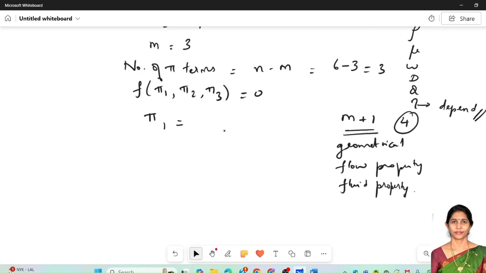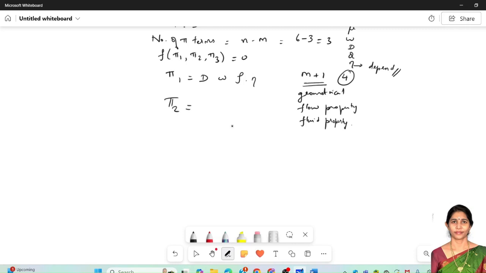So you should choose the variable in such a way that all these three are covered. So when I say geometrical property, I can select D, right? Flow property, I can say velocity if it is there. Here they have given angular velocity, so I can take omega. And fluid property, it can be density or viscosity. Density is a simpler one, so I'm taking density. So I have chosen three repeating variables, and the other one will be the dependent variable. Okay, so only these three can be repeated. The first one is representing geometrical, the second one is flow property, and the third one is fluid property, right? The fourth variable can be your efficiency, right?